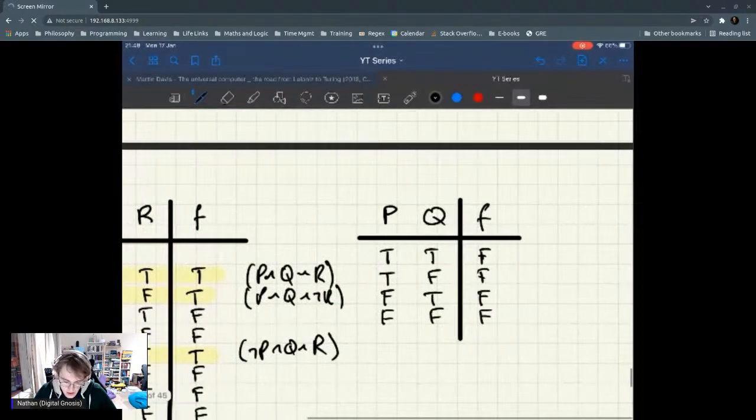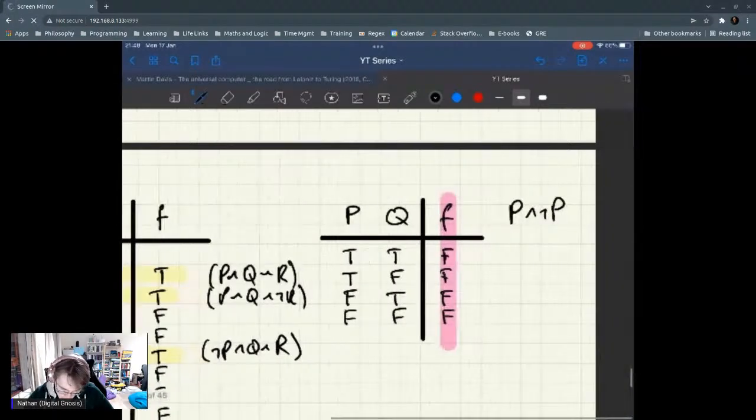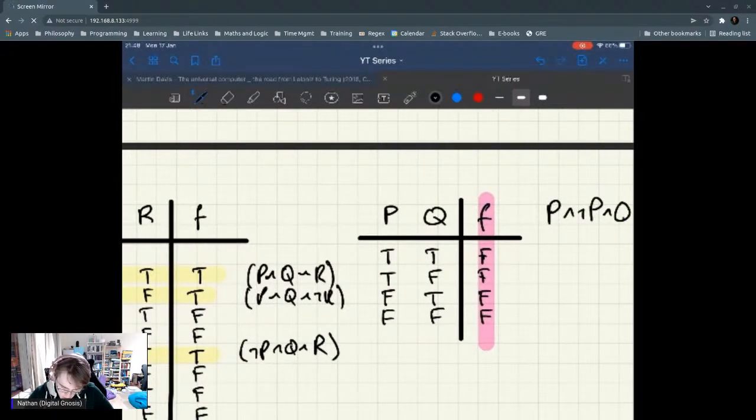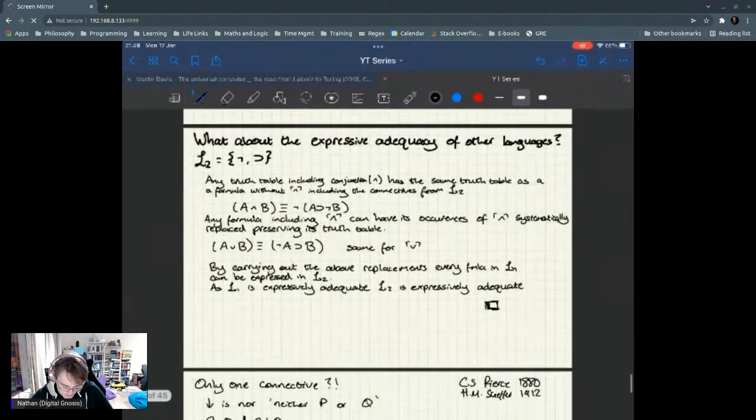And then here we have a truth table where everything is false in our function column. So in this case, what we are going to do is we're going to just assert P and not P, so that's a contradiction, and Q, and be done with it. So there are some examples for translating truth tables into disjunctive normal form.